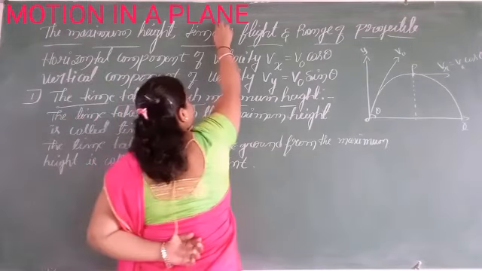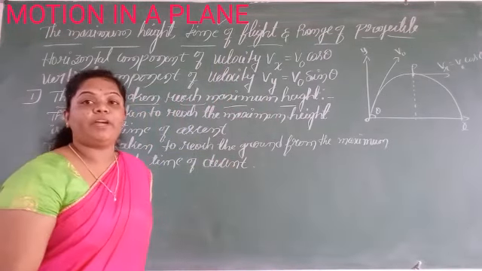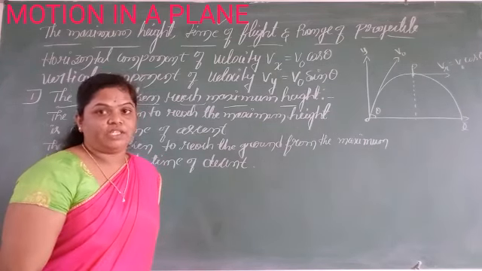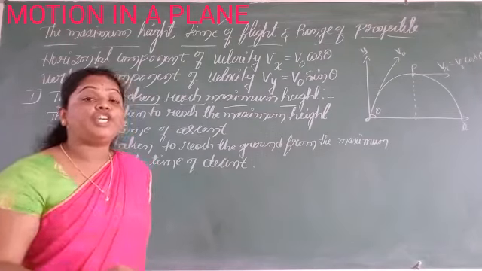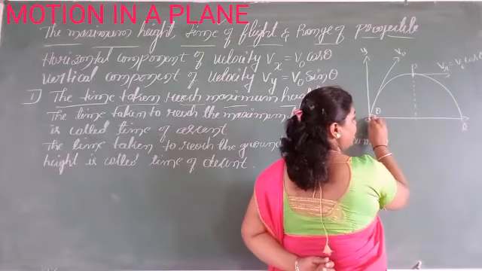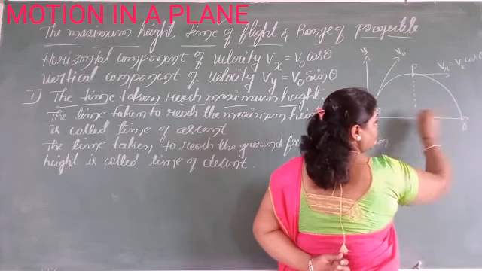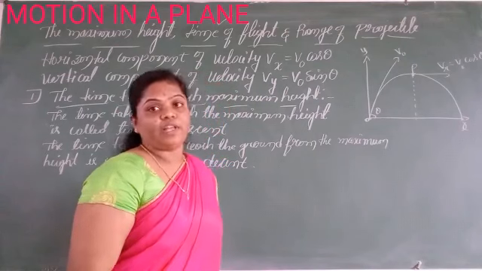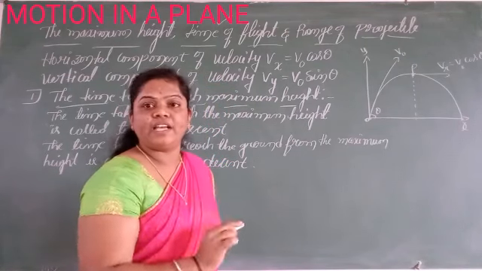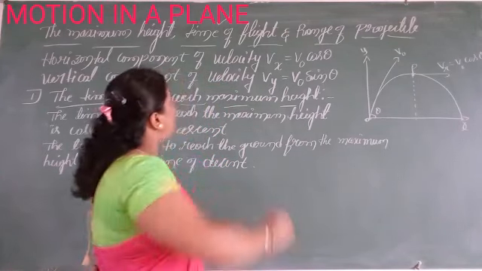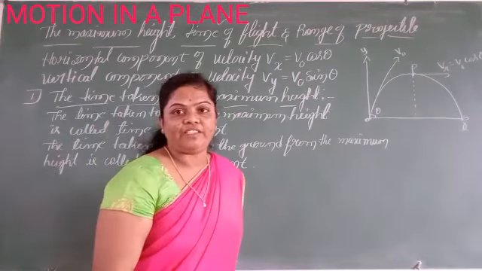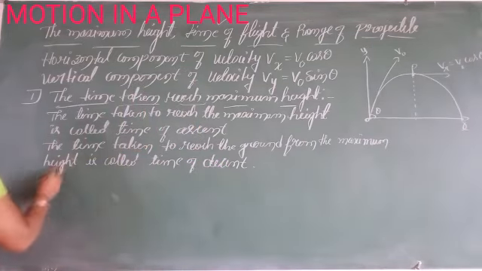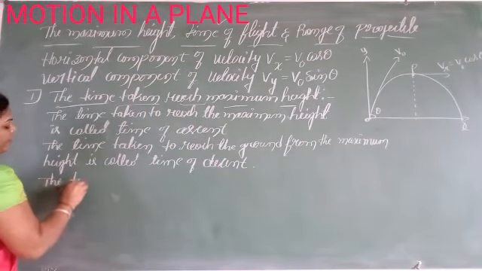Now the time of flight. What is meant by time of flight? The total time taken to reach the ground from the initial point. See, this is the initial point, this is the final point. So from here to here, how much time does it take? The time of ascent plus the time of descent is called the time of flight. So the total time we call the time of flight.